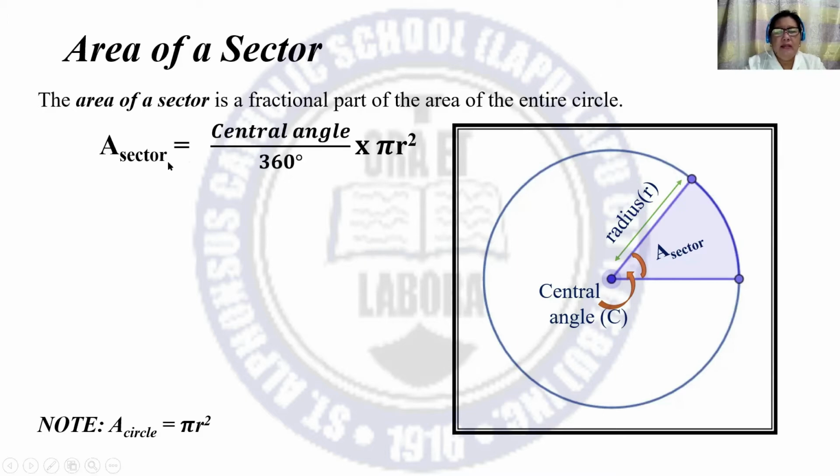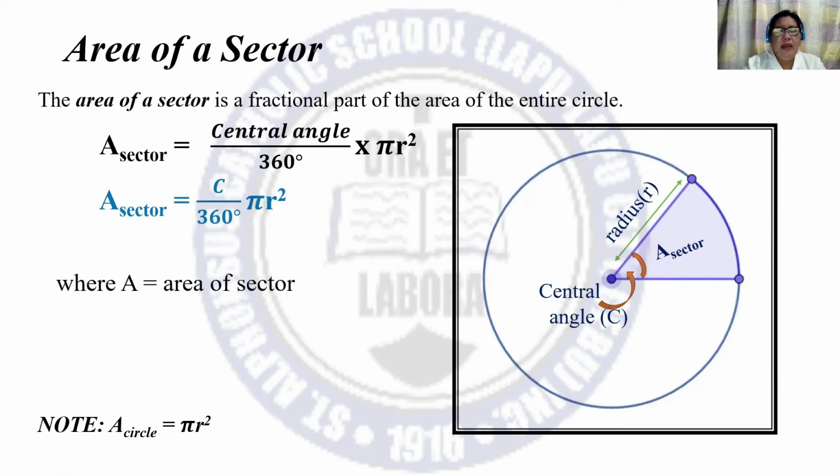The area of a sector is equal to the central angle over 360 degrees times the area of the entire circle. Let us represent the central angle as C. So we have area of the sector is equal to C over 360 times pi r squared, where A is the area of the sector, C is the measure of the central angle, and R is the radius.